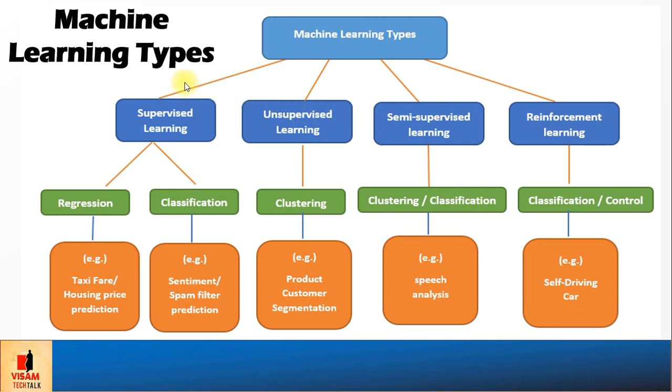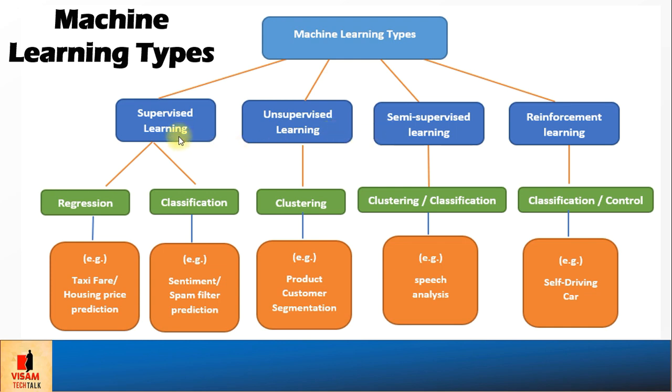So let's see the different machine learning types. In this diagram, we can understand that machine learning types are divided into 4 categories: supervised learning, unsupervised learning, semi-supervised learning, and reinforcement learning.